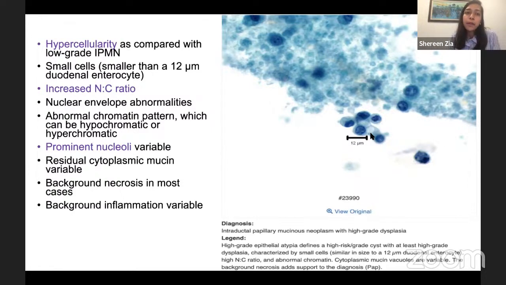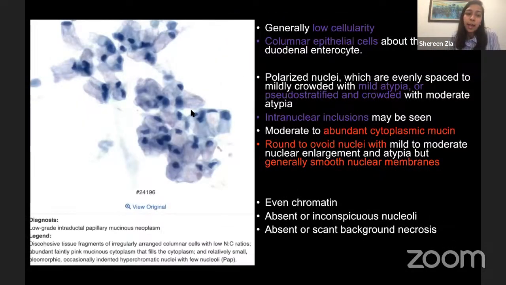And if you compare it to the cytology findings of low-grade IPMN, you can appreciate the difference between the two. As you can see, they will have lower cellularity, but they'll still have these columnar epithelial cells, and the nuclei are more polarized. The NC ratio is less. By NC ratio, I mean nuclear to cytoplasmic ratio. So the ratio of the nuclei to the whole cytoplasmic size is less as compared to the one that we saw previously.